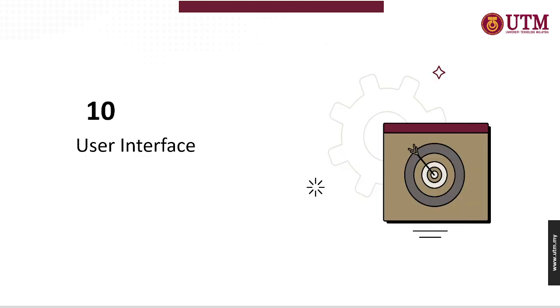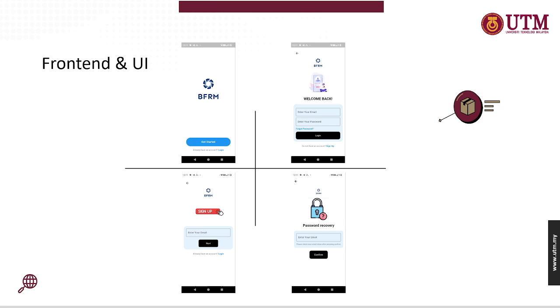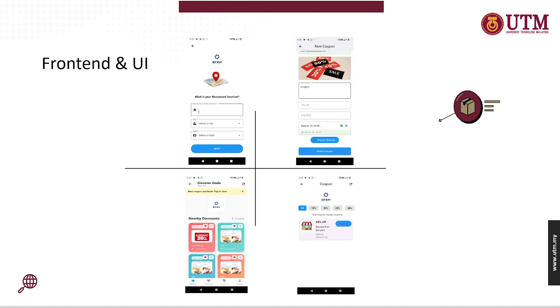Okay, for the user interface, I would like to give a few examples here, such as my login page, my sign up page, the password recovery, and also the restaurant location. This page, when the merchant is creating their new business, they can simply add their location. And also when the merchant is trying to create a new coupon, they can scan for nearby beacons.